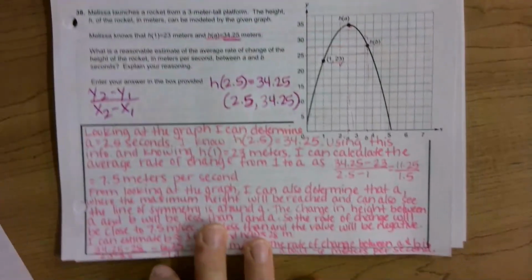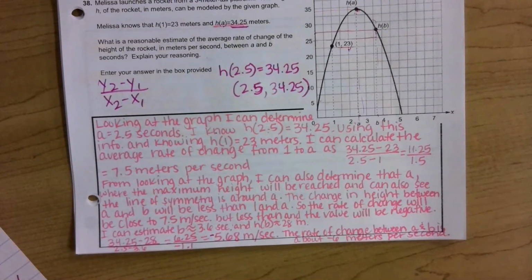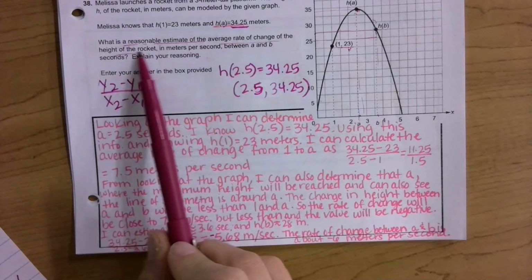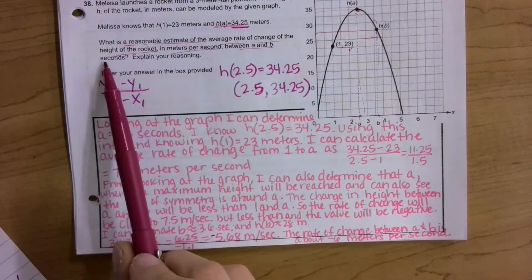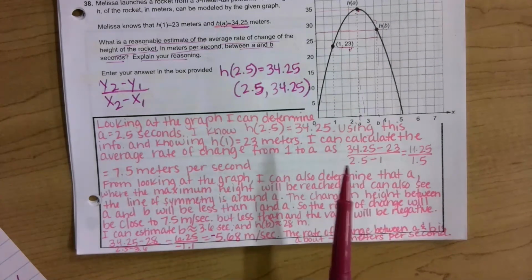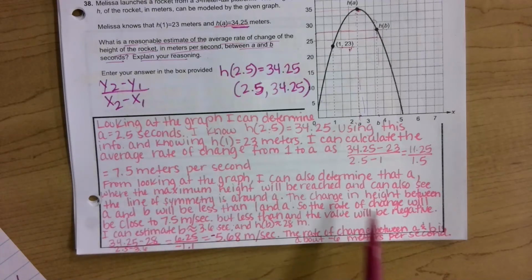So here's my description. You want to make sure you're very detailed and answer all the questions. So going back, what is a reasonable estimate of the average rate of change of the height of the rocket in meters per second between A and B seconds? Explain your reasoning. So I just explained everything I just did. I showed my math of finding that initial rate of change of 7.5 meters per second between 123 and h of A. And then that led me to get my rate of change from h of A to h of B, which was about negative 6 meters per second. So you can go ahead and pause the video and read through it on your own.